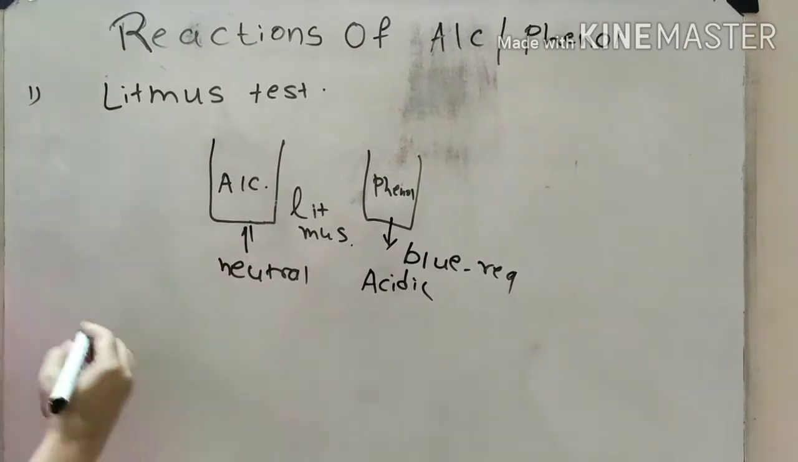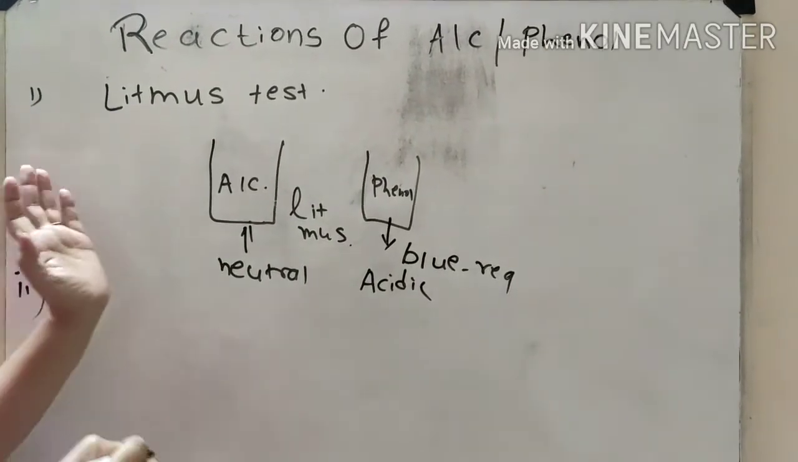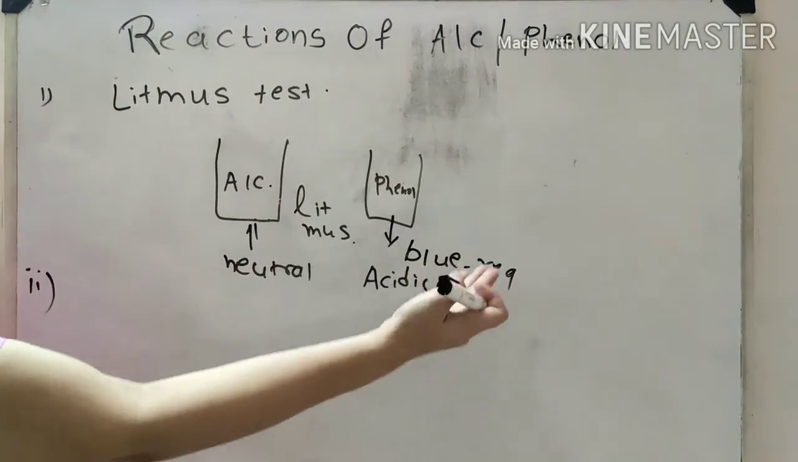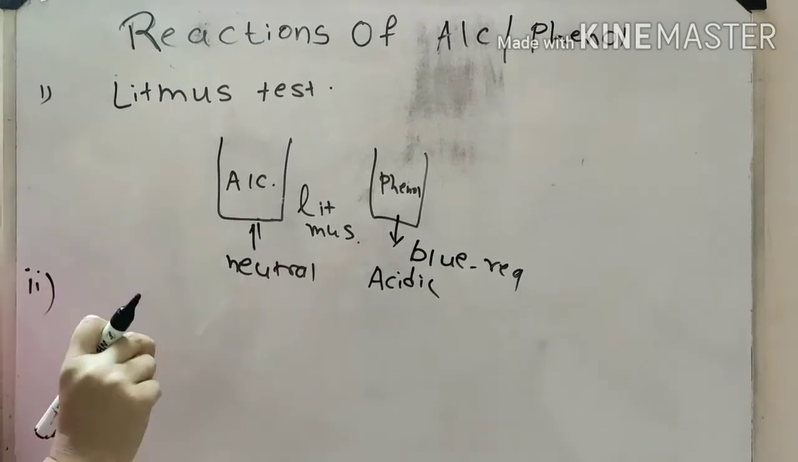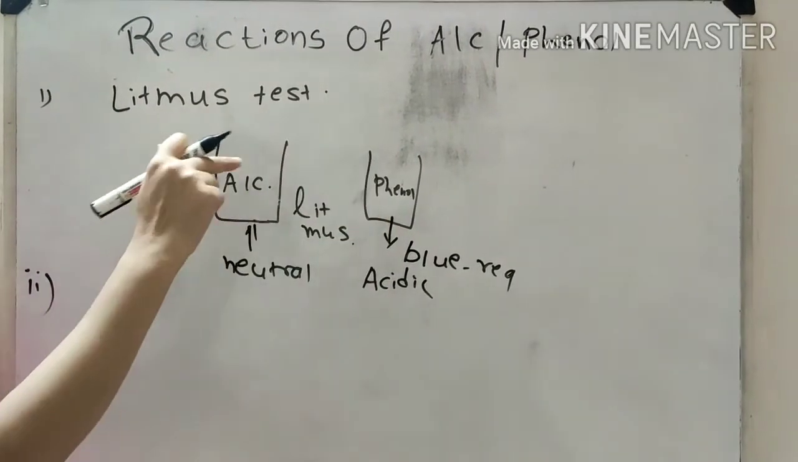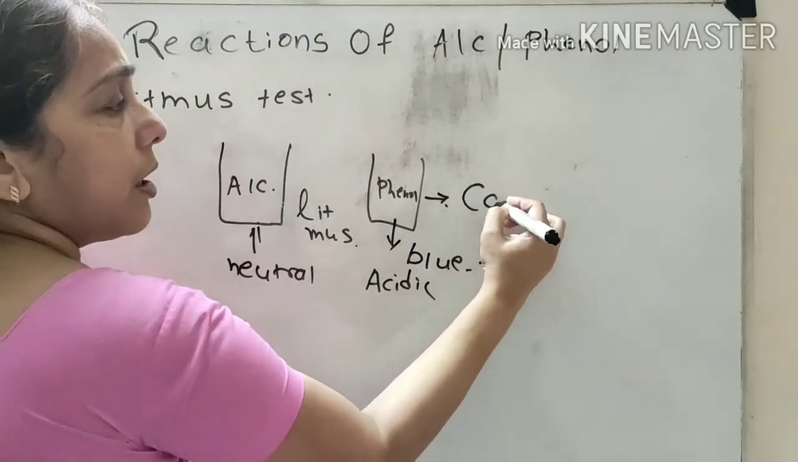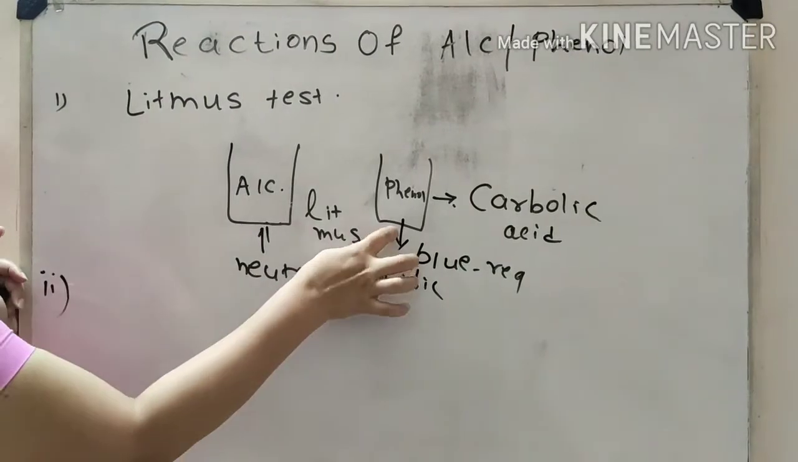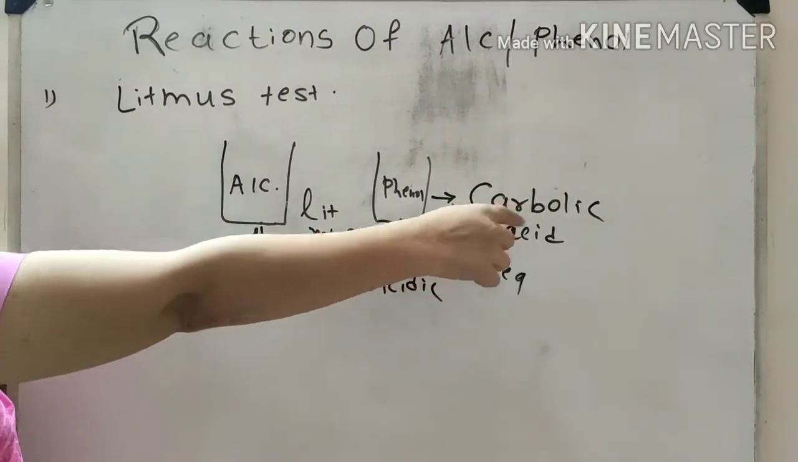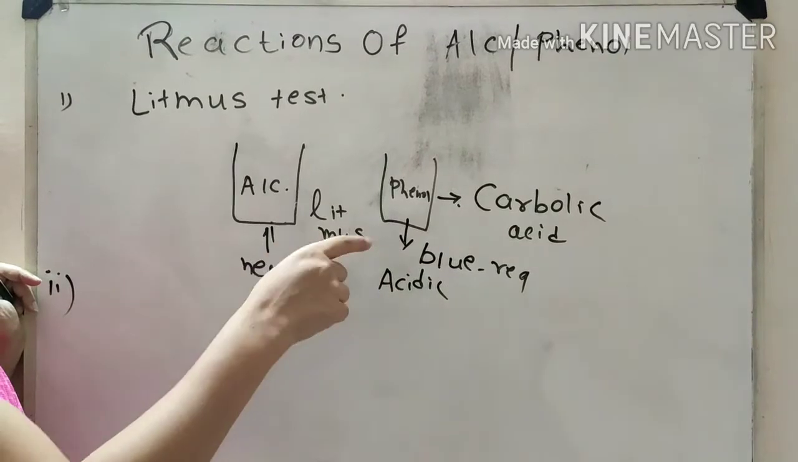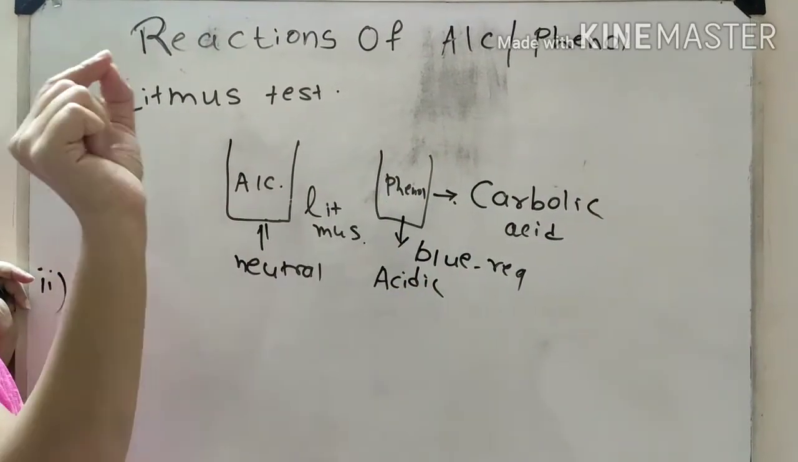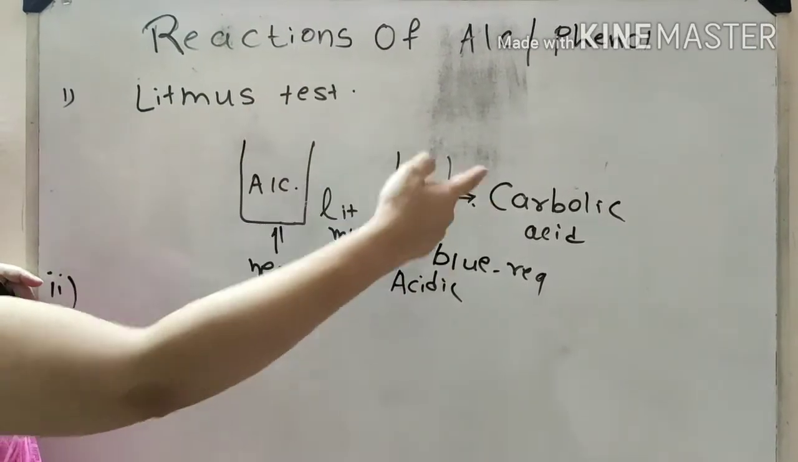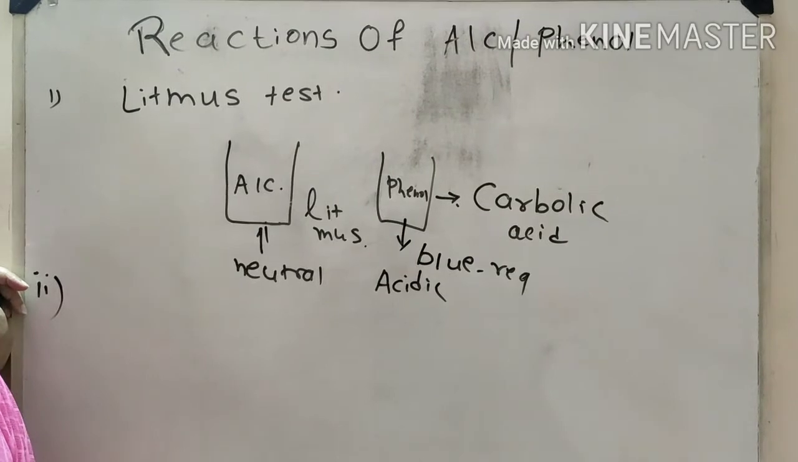Now the second reaction. Alcohol is neutral to litmus. Phenol is slightly acidic in nature. So this phenol has another name, carbolic acid. This question can be asked. Phenol doesn't contain the COOH group, but it is also known as carbolic acid because phenol is slightly acidic in nature with litmus paper. Hence, it is also known as carbolic acid.